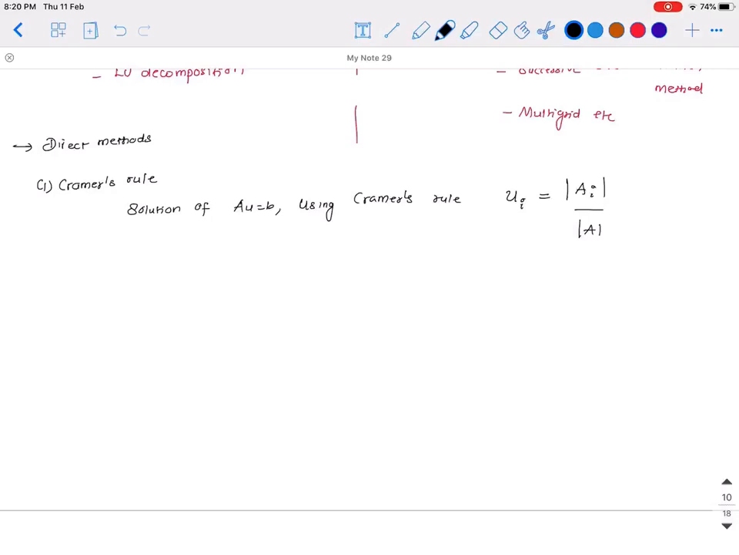Here A is the system matrix, and A_i is the matrix obtained by replacing the ith column of A with b.